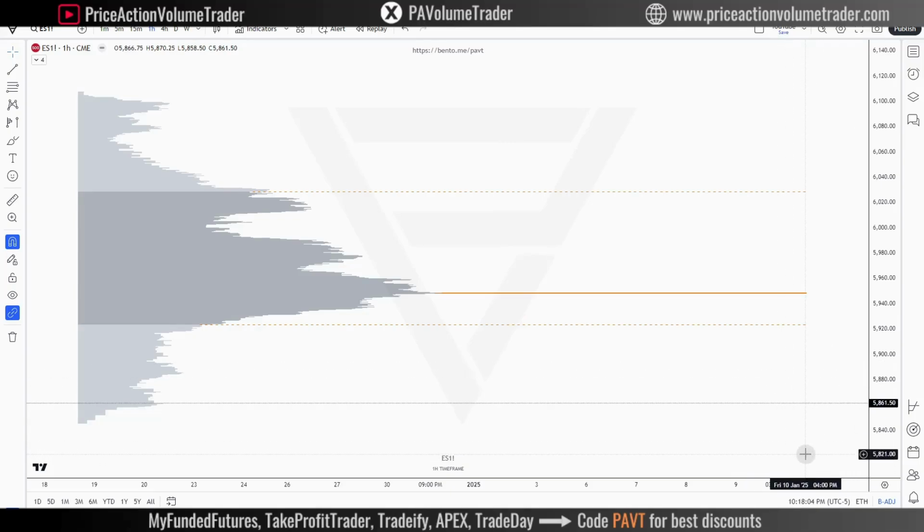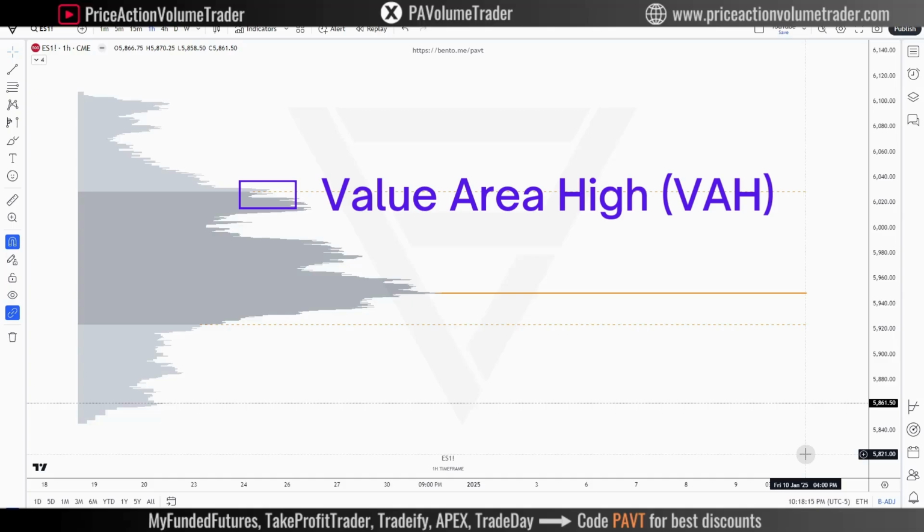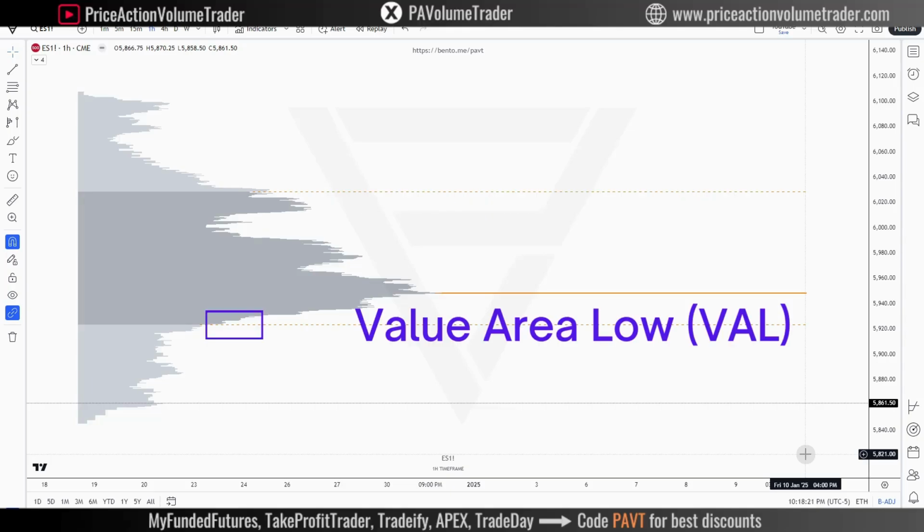So now that we know what the value area is, then we have the borders of the value area. So on top, we're going to have what we call the value area high, which is the level at the top of the value area, and on the bottom we're going to have the value area low.